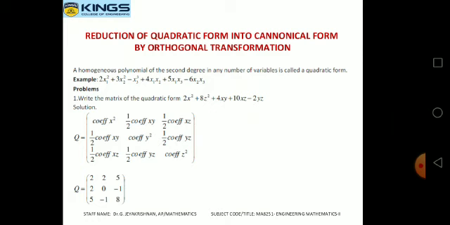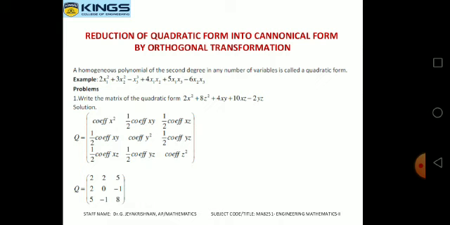Therefore, the matrix elements: A11 is x squared, A12 is xy, A13 is xz and so on. Therefore, we write the coefficient of x squared, 1 by 2 coefficient of xy, 1 by 2 coefficient of xz and so on, as in the given formula. All the terms are divided by 2 except the diagonal elements. This is the formula to write the matrix from the quadratic form.